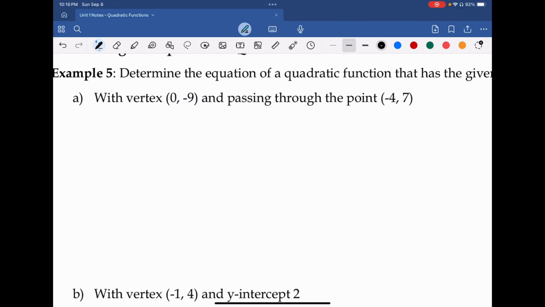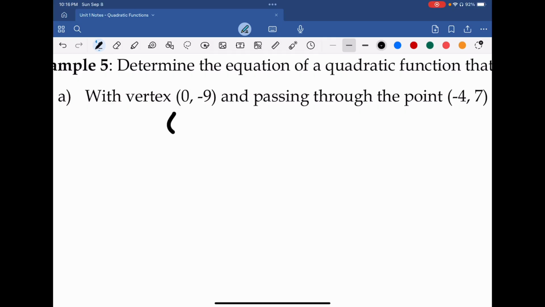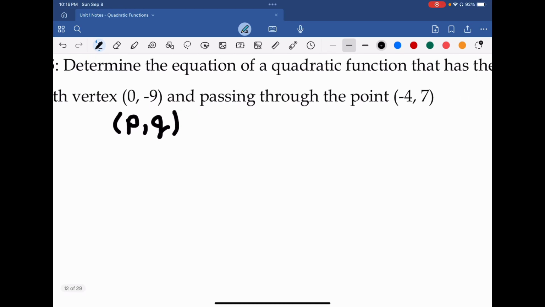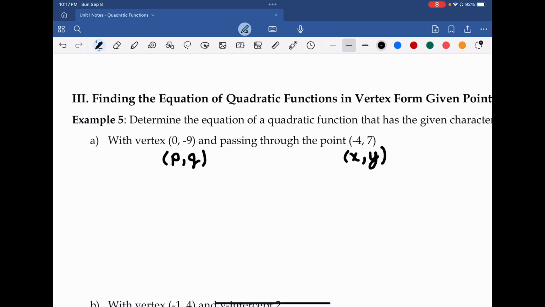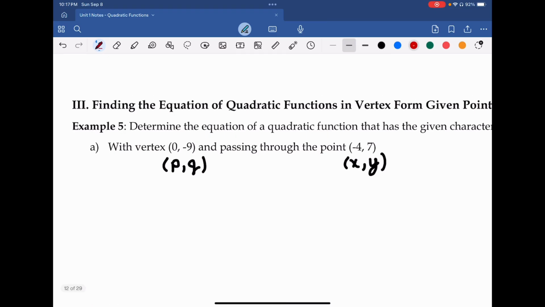Well, this is just another way of saying, remember from lesson 1, our vertex is always P and Q, so you can put that in the bracket. When it says passing through a point, this is just another way of saying this is a specific x and y. Now, before we move any further, what I really want us to do here is put an arrow that goes to this top line here. So finding the equation of a quadratic function given this description or given characteristics.